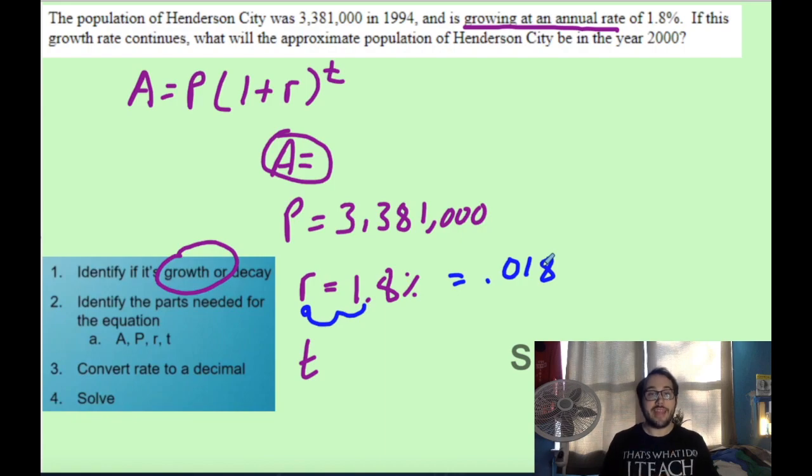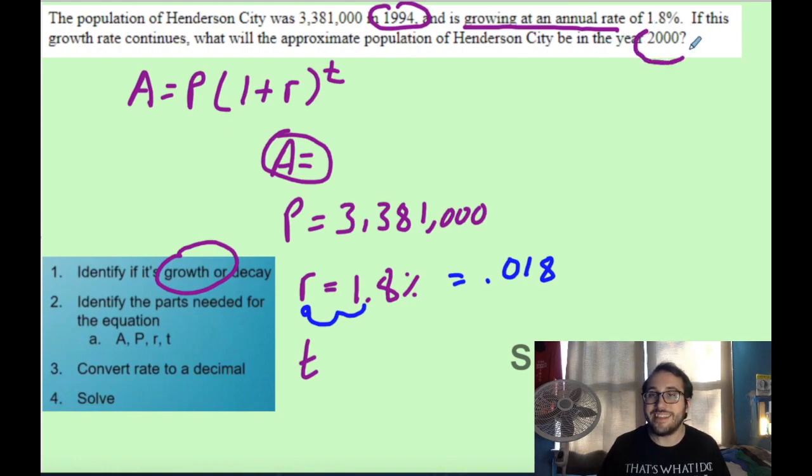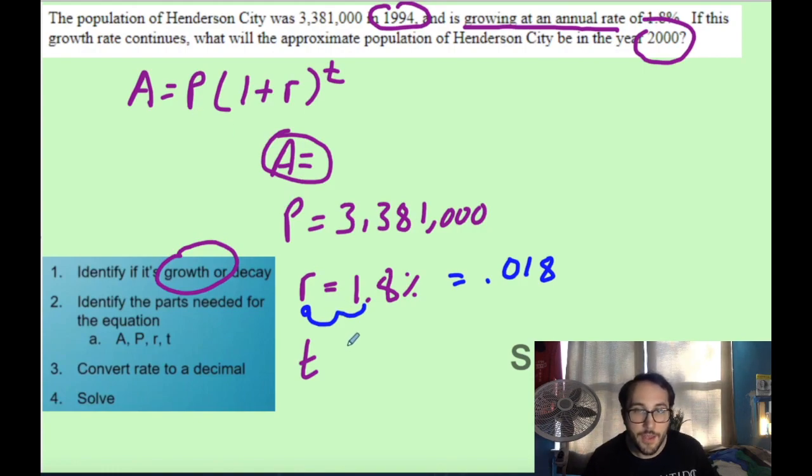Now, T stands for time. We need to know how much time, in years, this is going to take place. Well, we started in 1994, and we want to figure out what the approximate population will be in the year 2000. So how many years is that? 6. So T is going to be 6. Now, all we have to do is substitute all of these numbers into the following equation and solve for A. So let's do that now.